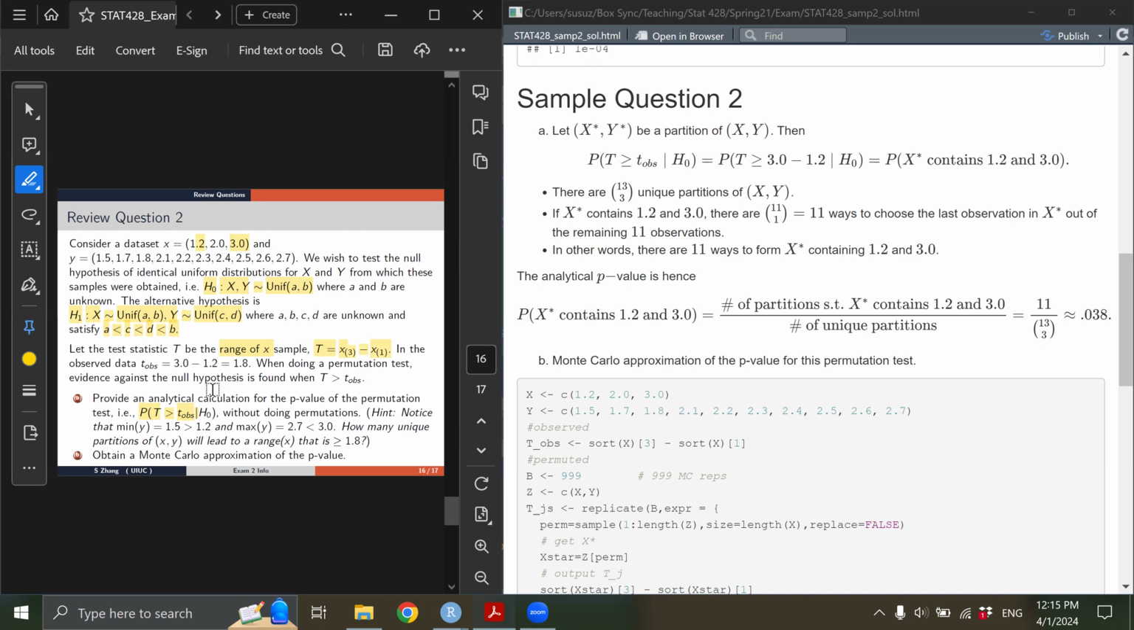For part 1 of this question, you are asked to provide an analytic solution for the p-value of the permutation test. So instead of doing simulations or doing it numerically, what you're asked in this part is to try to figure out analytically with a formula, what is the chance that we observe a t that's larger than or equal to the observed one we have.